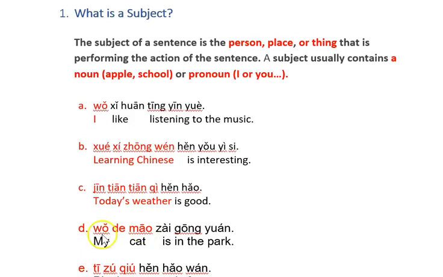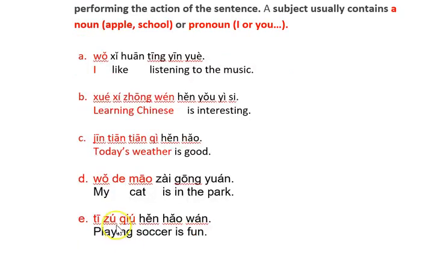Number 4. 我的猫在公园. My cat is in the park. 我的猫. The core subject is 猫. 我的 is describing the 猫. So 猫 is the subject of that sentence. Number 5. 踢足球很好玩. Again, this time the subject of the sentence is a thing. So 踢足球, playing soccer, is the subject.